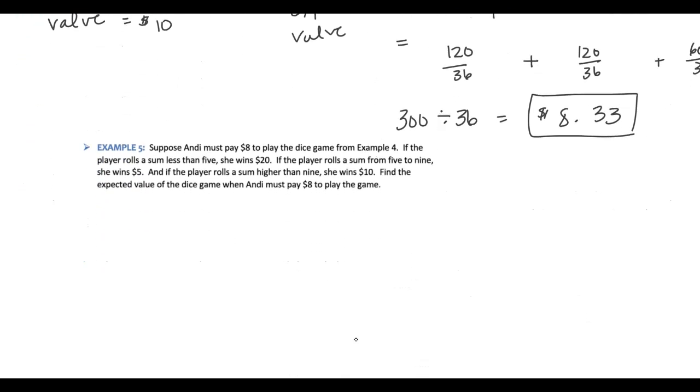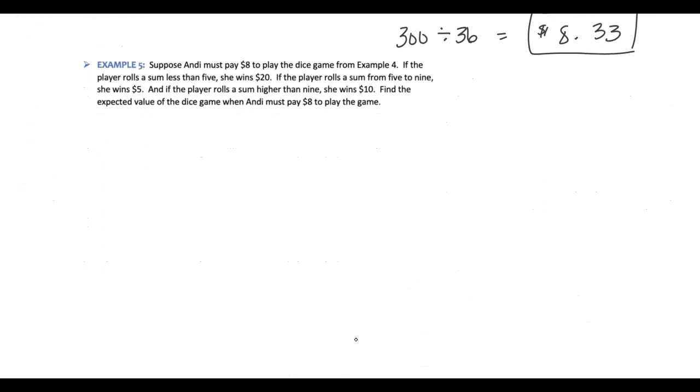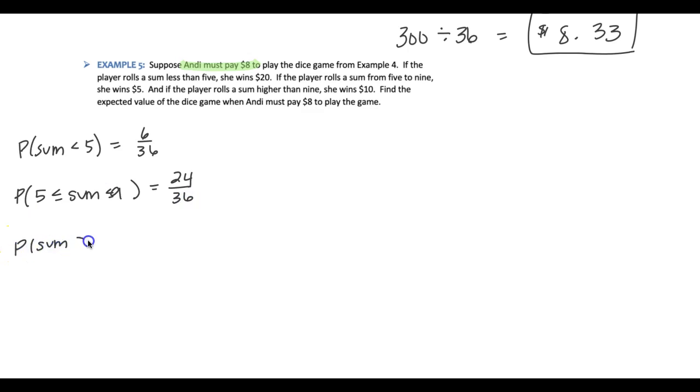Let's try example 5. What if we use that same scenario of the dice game, but now Andy has to pay $8 to play the game? How does that change our expected value? The probability of a sum less than 5 would still be the same, 6 out of 36. The probability that the sum is between 5 and 9 would also stay the same, 24 out of 36. And the probability that the sum is greater than 9 would stay 6 out of 36.